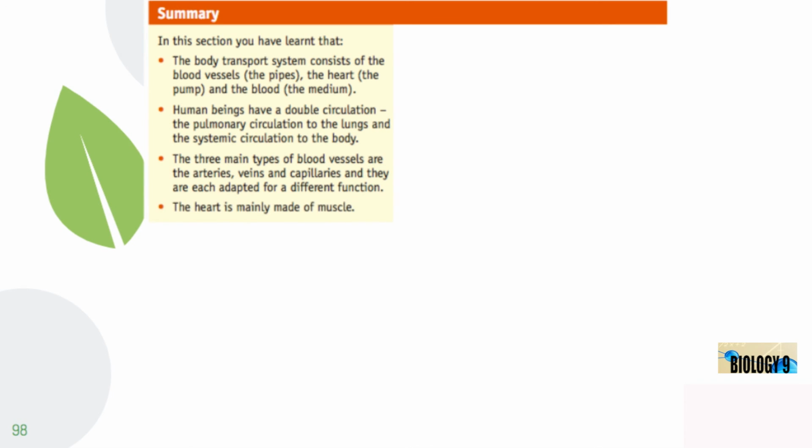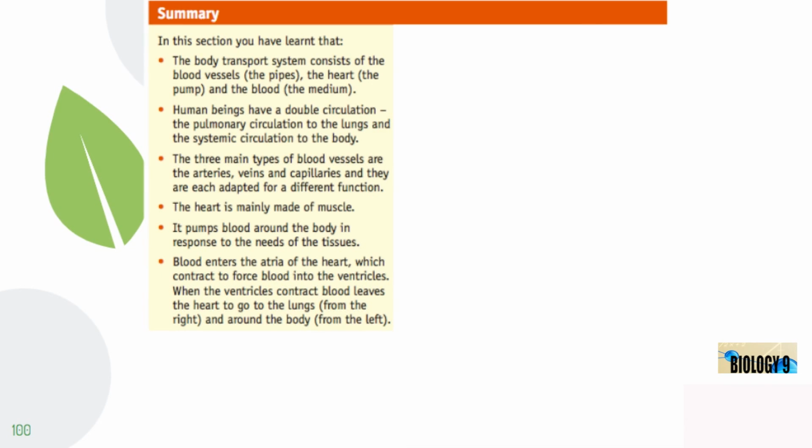The heart is made up mainly of muscle. The heart pumps blood around the body in response to the needs of the tissues. Blood enters in the atria of the heart. They contract and force blood into the ventricles. The ventricles contract, and then blood leaves the heart, going to the lungs from the right and around the body from the left. Valves control the flow of blood in the heart.